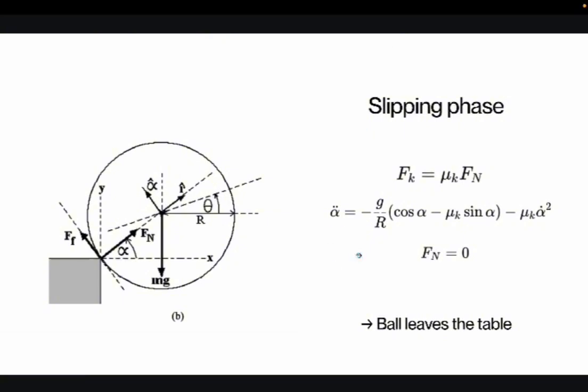The simulation of this motion will now be presented by my teammate Jean-Nour.